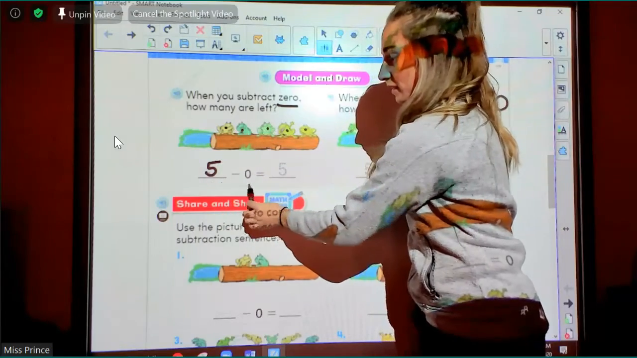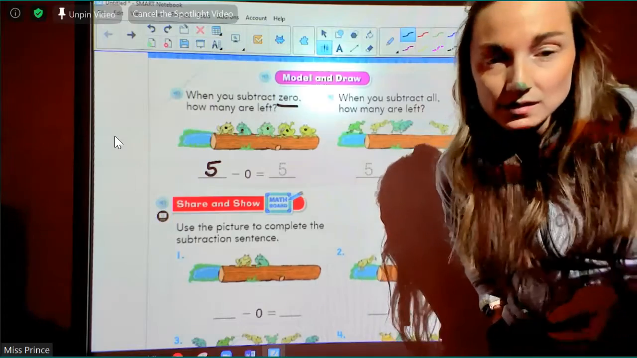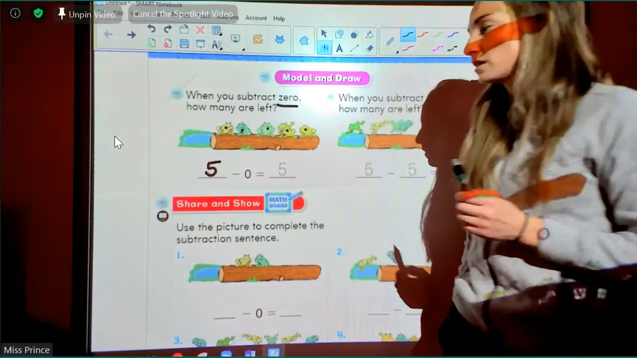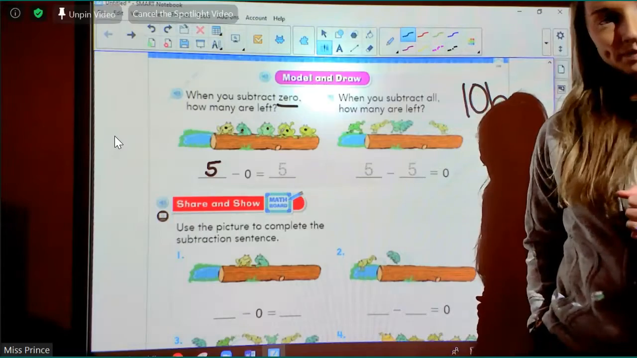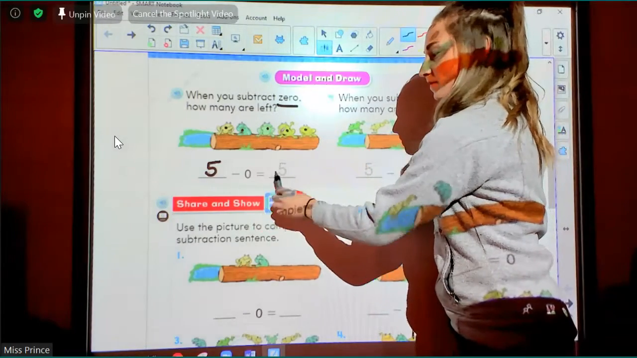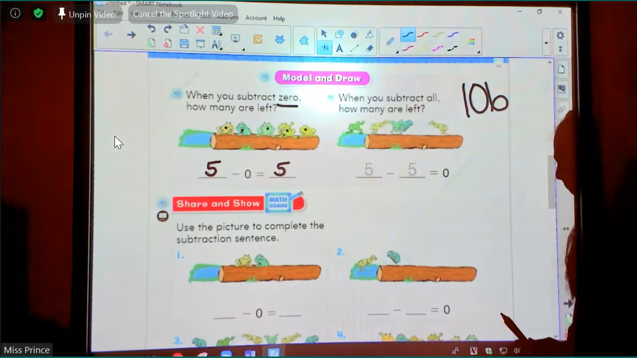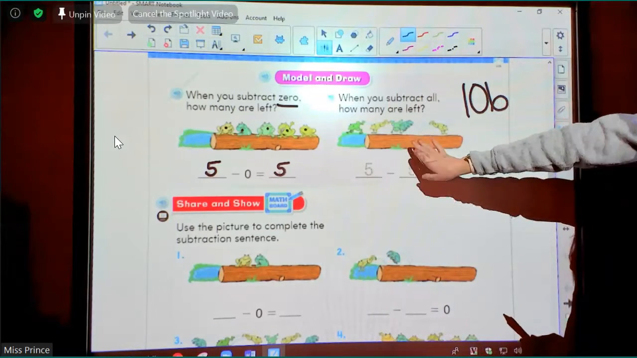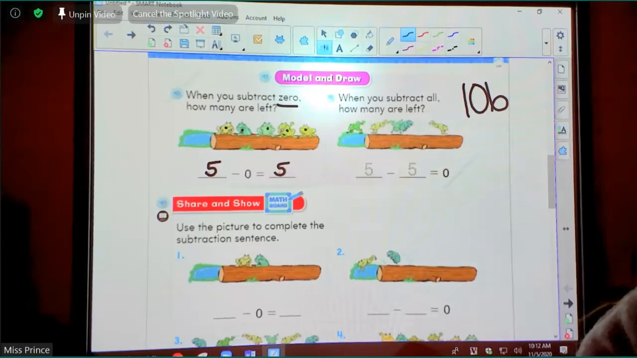5 minus 0. So if I don't take anything away, Xander, what is my answer going to be if I don't take any frogs away? 5 minus 0 equals 5. Excellent. Good job. All right. We're on to the next frog page. Make sure you guys are following along.